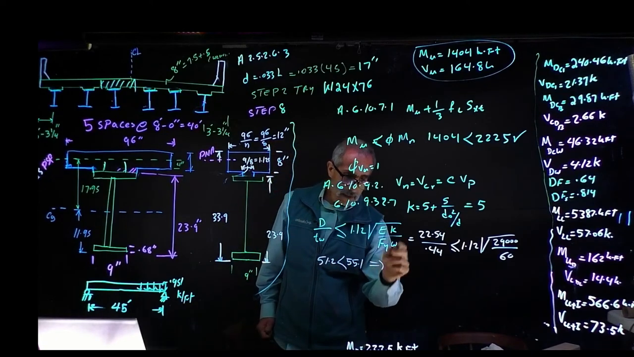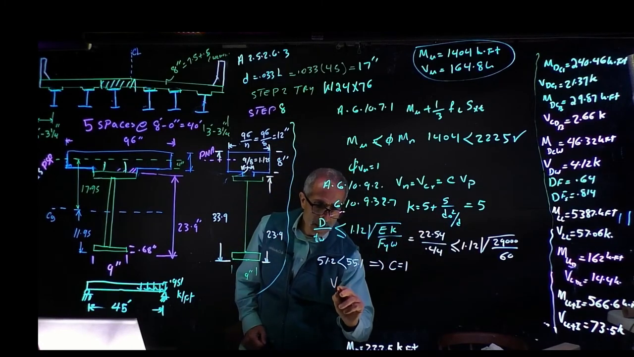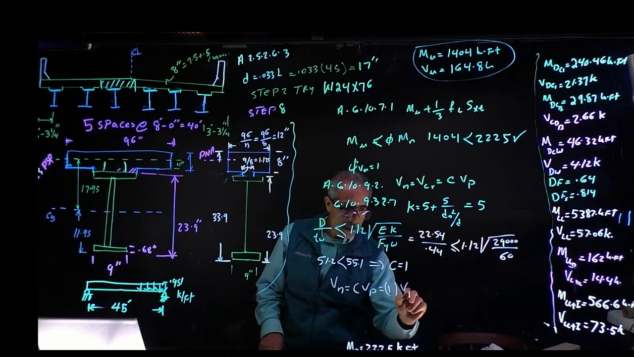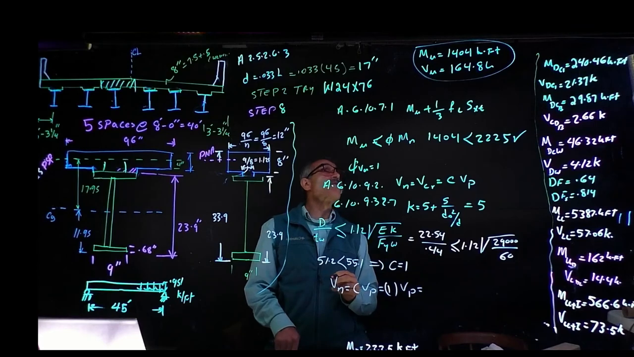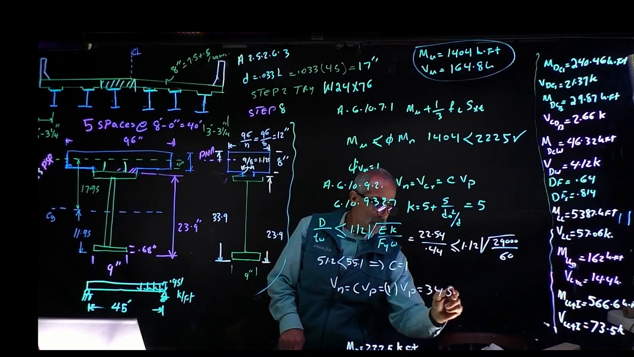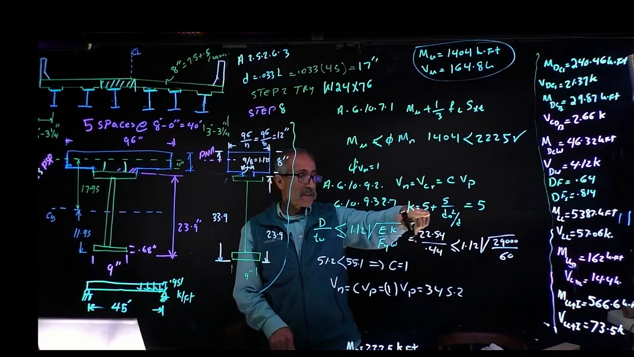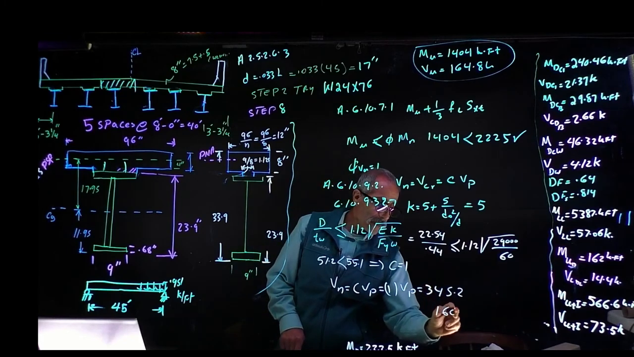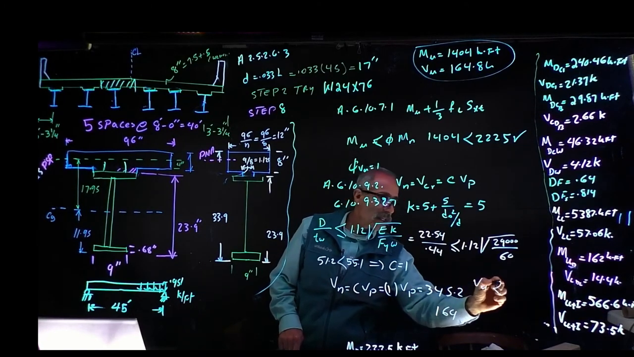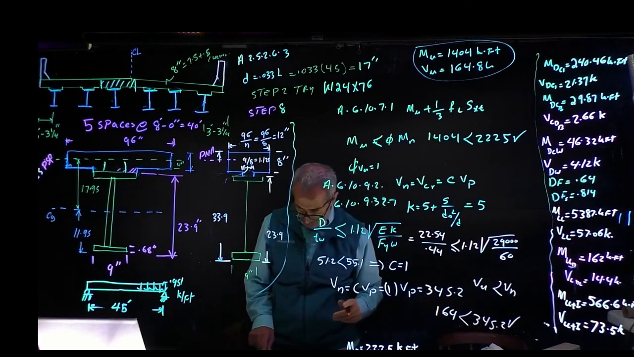Therefore, because of that, per AASHTO, now C is equal to 1. And therefore, we're going to say Vn is equal to C Vp, which is equal to 1 times Vp, which is equal to 345.2. We erased it, 345.2. And our Vu came out to 164. Since phi is 1, Vu should be less than Vn, and it is less than 345.2, and that checks out. So the shear checks out too.